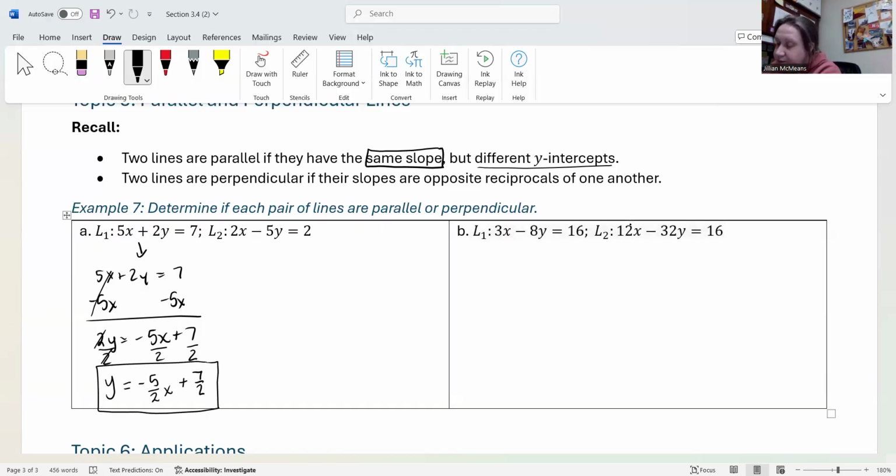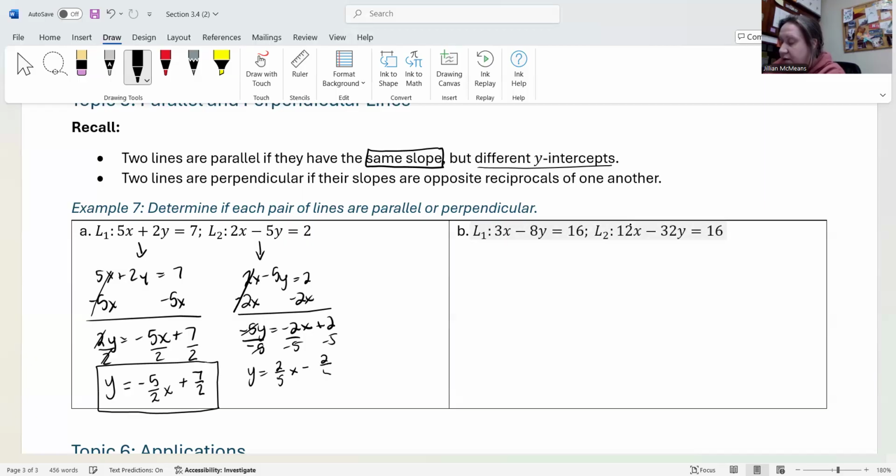Let's look at L2. For L2, we have 2x minus 5y equals 2. We want to isolate the y, so we're going to start by getting the y term alone. I'm going to subtract 2x from each side. That leaves me with negative 5y equals negative 2x plus 2. I'm going to divide each side by negative 5. That'll undo the multiplication of negative 5 and y. So let's see what happens. We end up getting y equals positive 2/5 x minus 2/5.